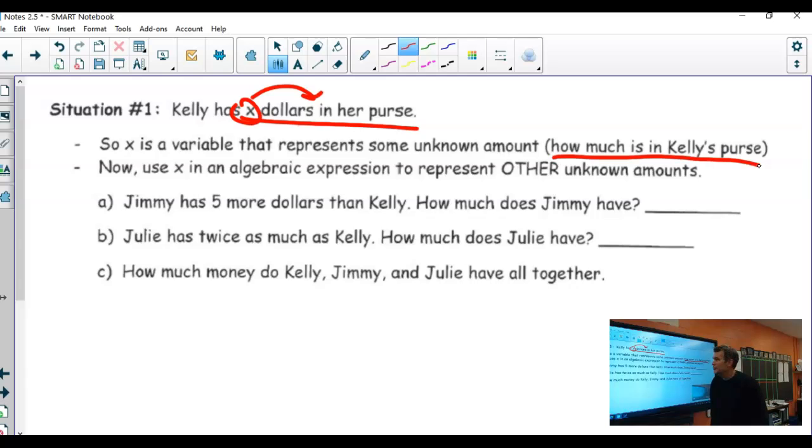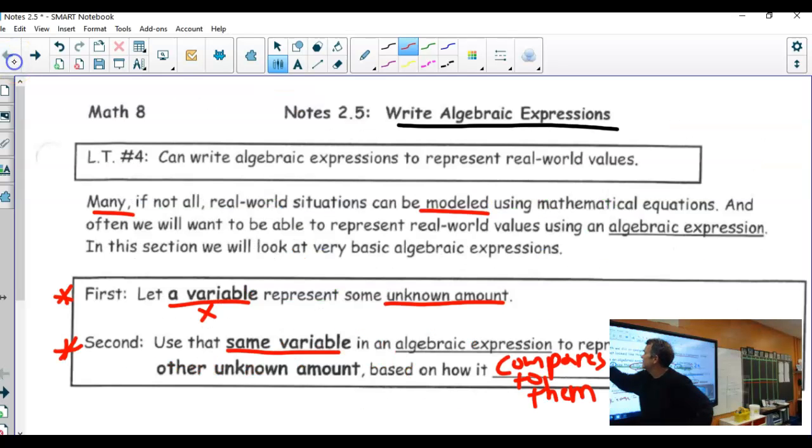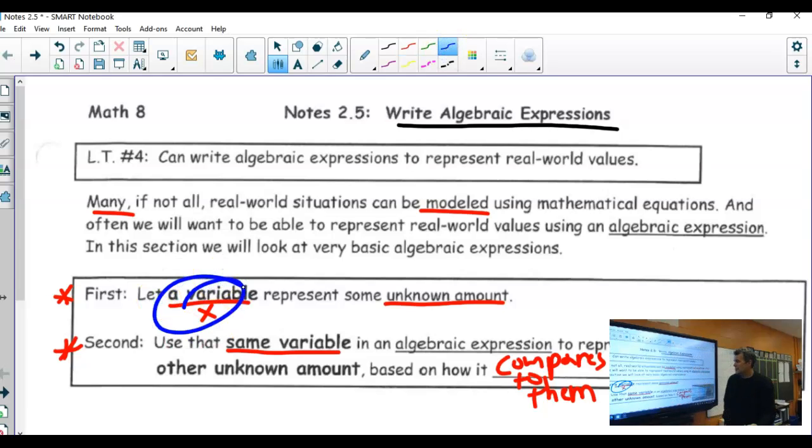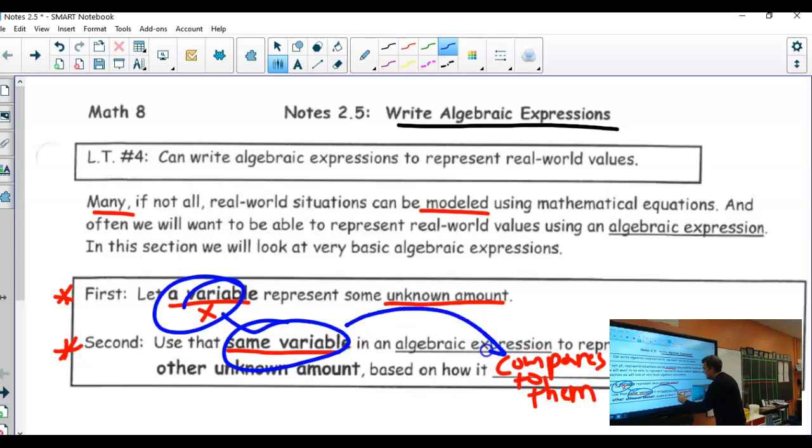And now we're going to use x to represent other unknown amounts, right? That's what we're doing this entire time. We have a variable x that represents some unknown amount, and we use that same variable based on how it compares to other amounts.